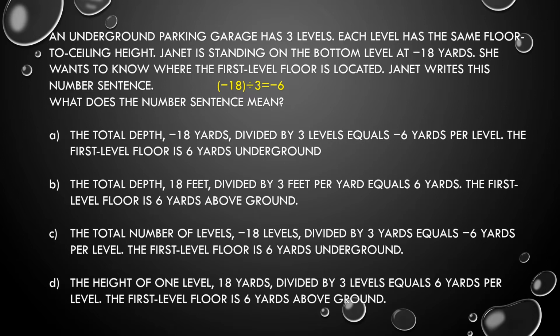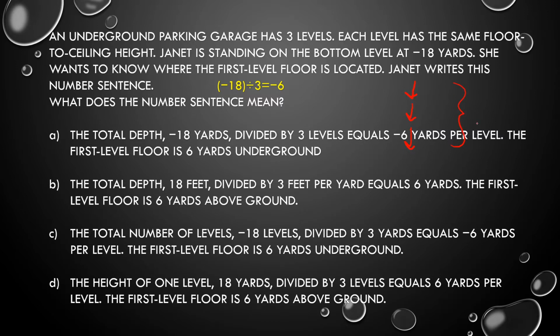Janet writes the number sentence, negative 18 divided by 3 equals negative 6. What does the number sentence mean? Well, she's standing negative 18 yards below 0. So her parking garage goes into the ground, and this 3 represents how many levels there are in this parking garage. If I have these 3 equal levels, each of them has to have the same exact ceiling to height ratio, meaning each one is the same height, none of them are different.